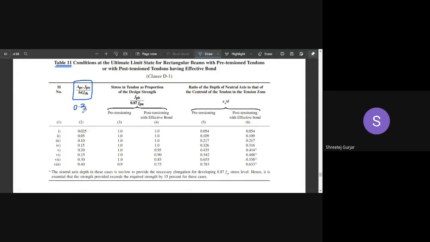You will get a certain value, say 0.3. You have substituted all these values and got 0.3. Then you have to look whether your beam is pre-tensioned or post-tensioned. You have separate columns for pre-tension and post-tension.